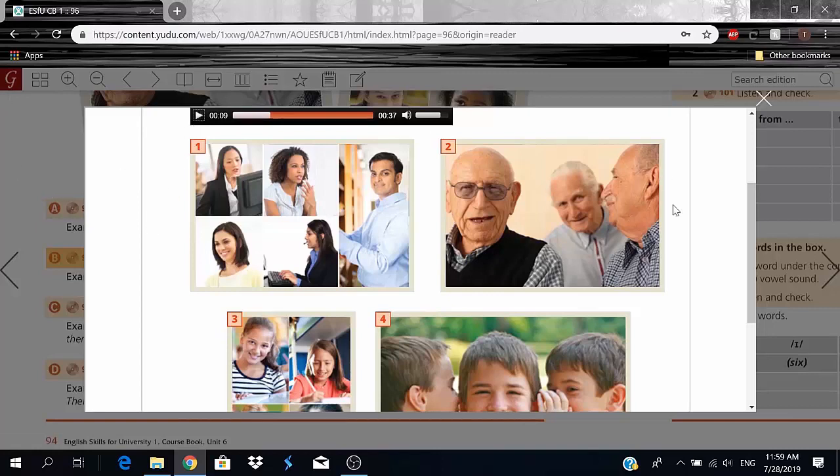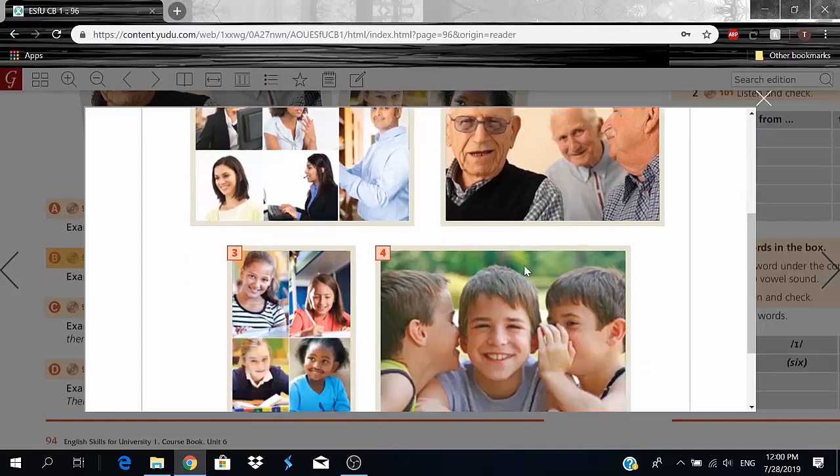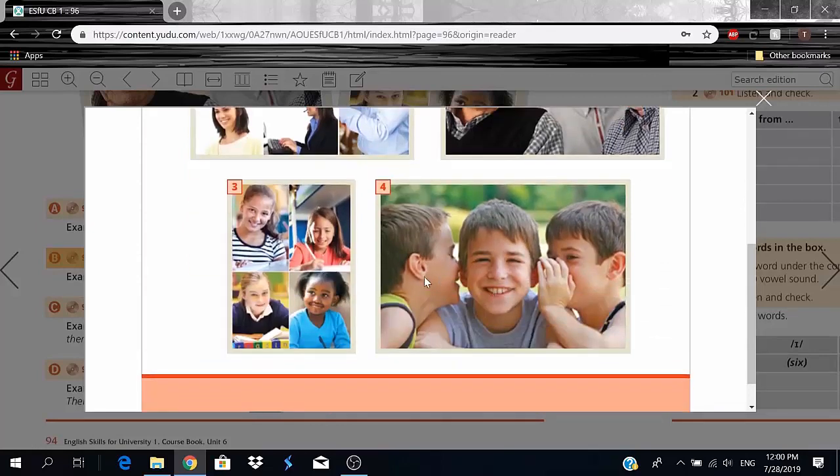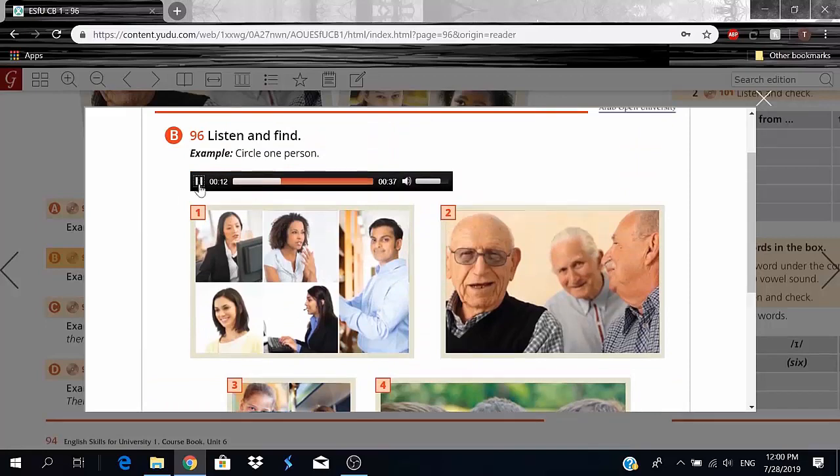Circle one person. So circle one person, you can circle anybody in these pictures, because a person can be literally anyone, you guys. So I'll just circle this old dude right here, okay? So you can circle or just write an arrow or something. Circle one boy. One boy, we know these guys are not boys, they're old men, so this is a boy, so circle one of them, okay?